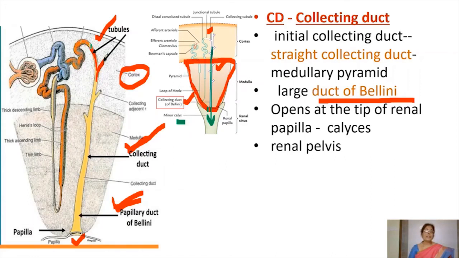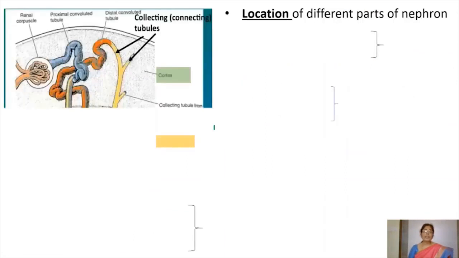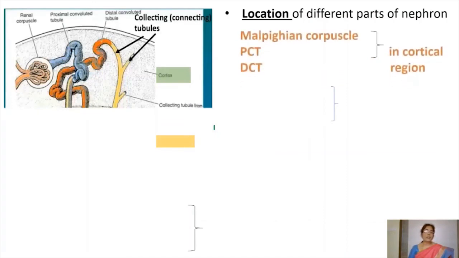So distal convoluted tubule first opens into initial collecting duct. Initial collecting ducts join together to form straight collecting ducts, and they join together to form duct of Bellini, which opens at the tip of renal papilla into the renal pelvis. Next, location of different parts of nephron.